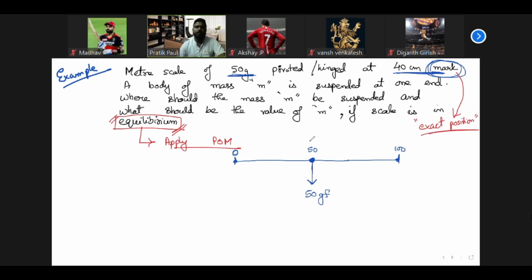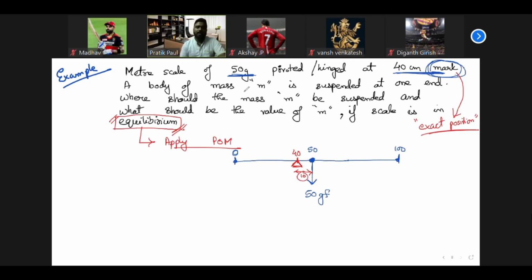Mark always indicates that. So where is 40? 40 is somewhere here. So at this particular point, I'm writing it is 40. What's the distance from here, 40 to 50? It's nothing but equal to 10. So I'm writing over here and encircling.